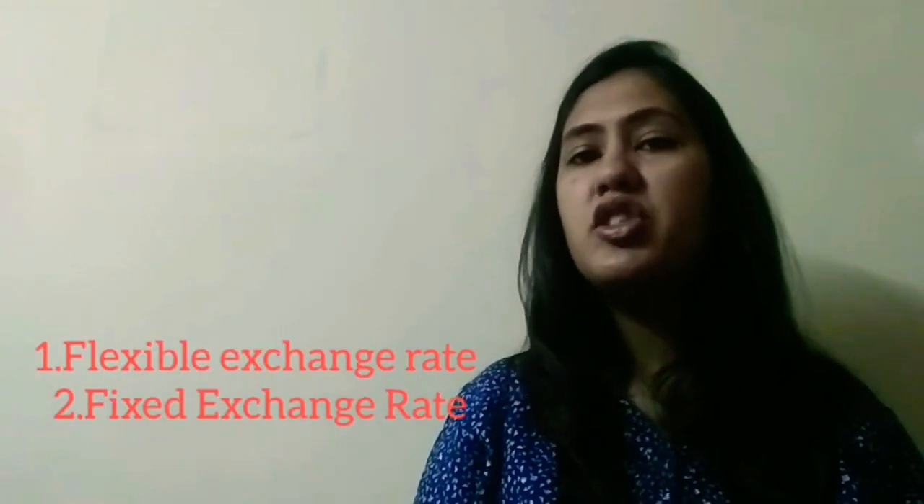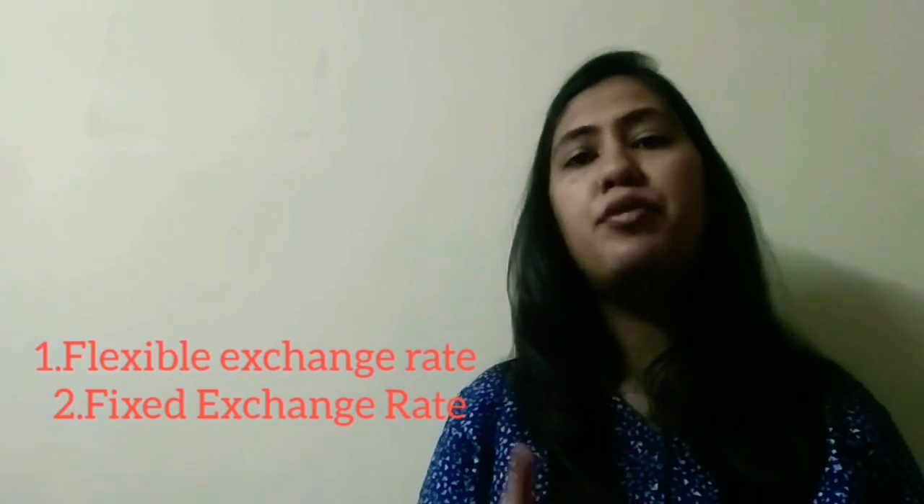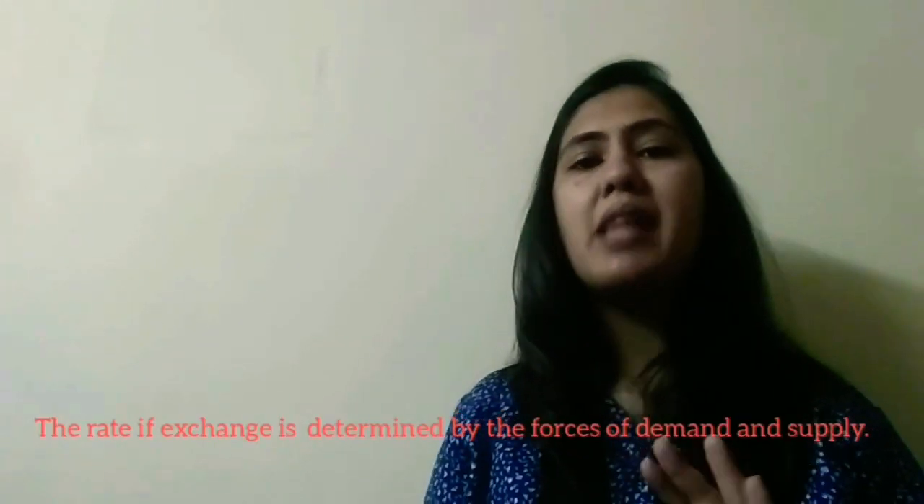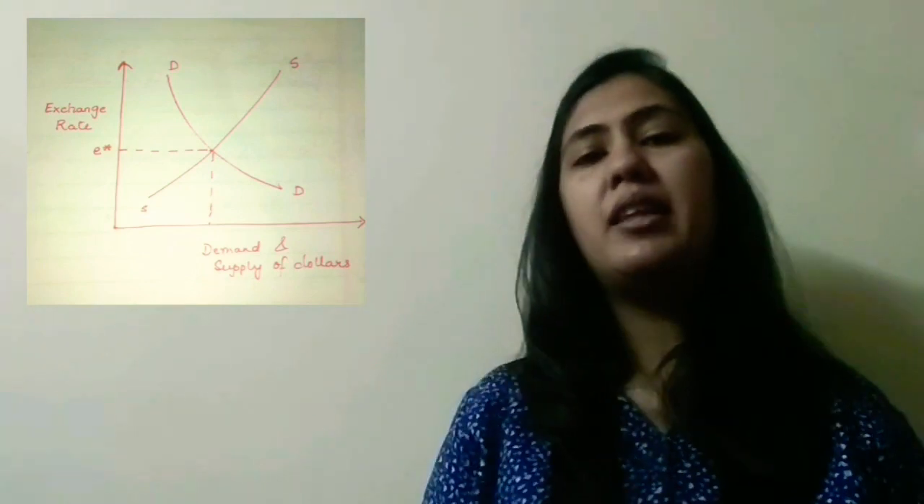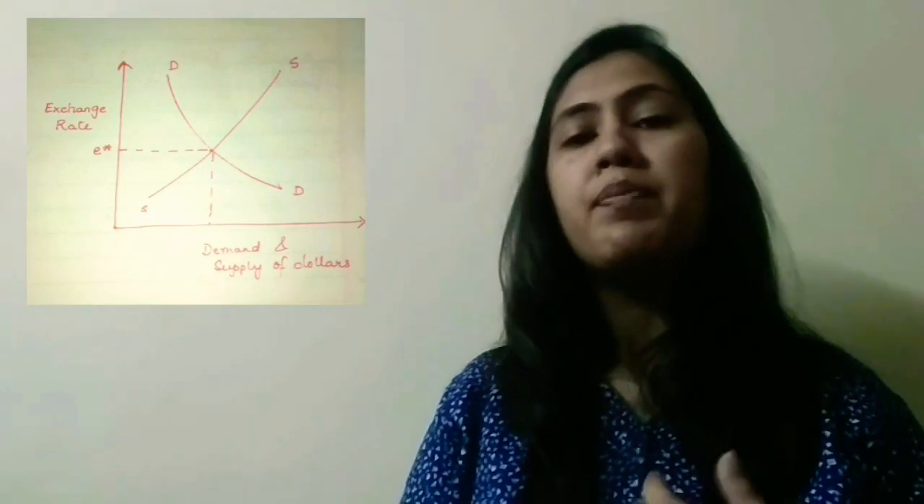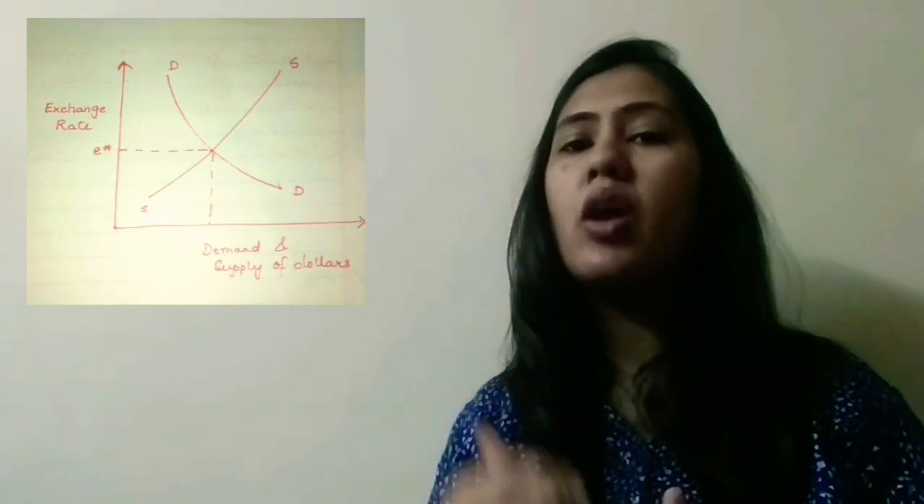There are two ways. First one is the flexible exchange rate regime, and the next one is the fixed exchange rate regime. Now, under the flexible exchange rate regime, the exchange rate is determined by the forces of demand and supply. So, where the demand curve intersects the supply curve, we get our exchange rate. Now, usually the central bank does not intervene in the market, which is basically the case of clean floating. Okay, so here the central bank will never intervene in setting the exchange rate.